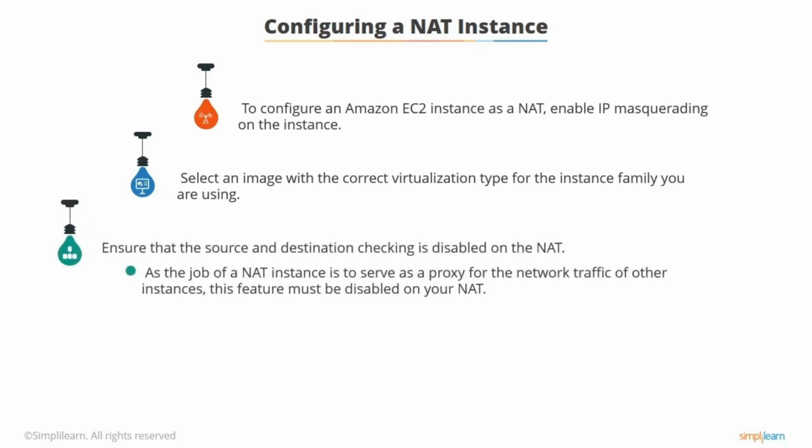Source and destination checking is a feature on Amazon EC2 instances that informs the instance to drop network packets that are not specifically addressed to the instance. As the job of a NAT instance is to serve as a proxy for the network traffic of other instances, this feature must be disabled on your NAT.